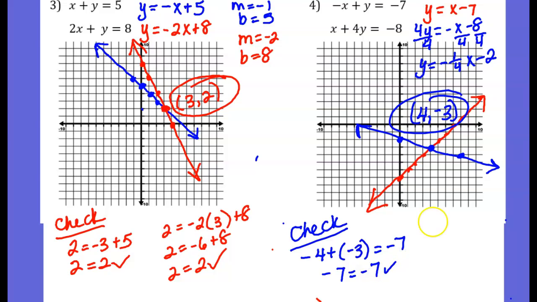Now I'm going to check it with the second one. My x is 4 plus 4 times -3. Does that equal -8? 4 minus 12 does equal -8, so we are good. Okay, couple more.